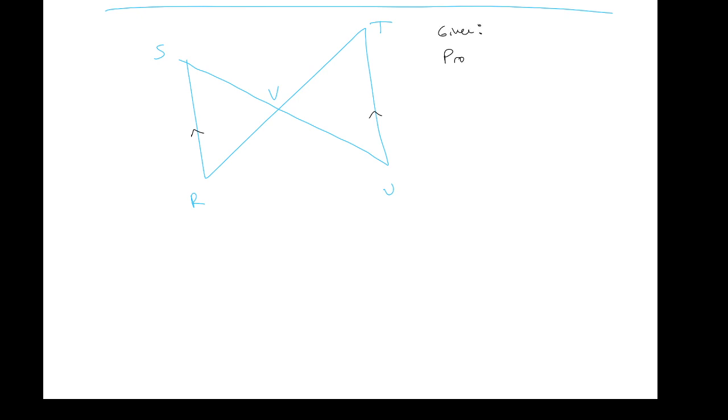We're going to be given that RS is parallel to TU, and we're going to prove that we have triangle SVR similar to triangle UVT. Now, we only have one way to prove things similar right now with triangles. We only have one postulate, and that's angle. So no matter what right now, we have to end with angle.